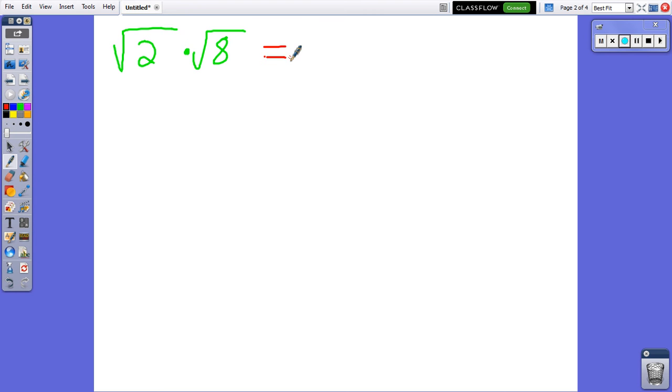We'll do this again. 2 times 8 is 16, so we get 16 on the inside of the radical. But this time we can do something with this. So the square root of 16 is 4, so we can do just that.